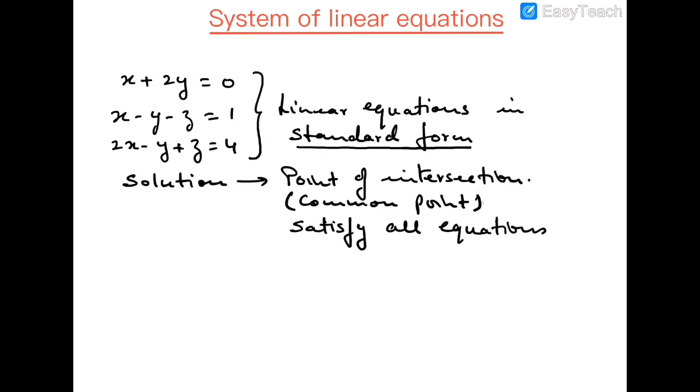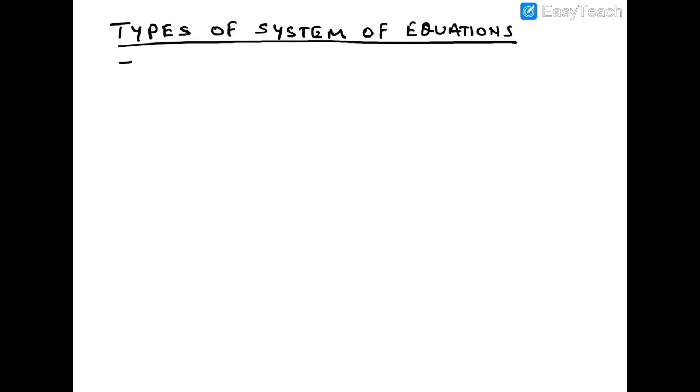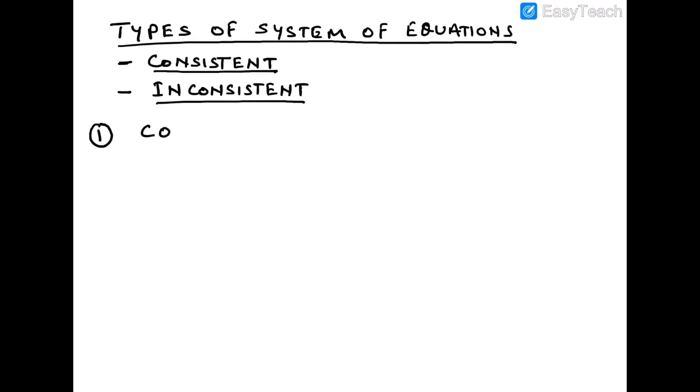Now a system of linear equations might have one, infinite or no point of intersection. So let's discuss this part in detail under types of system of equations. There are two types of system of equations, and these are consistent and inconsistent. Let's talk about consistent first.